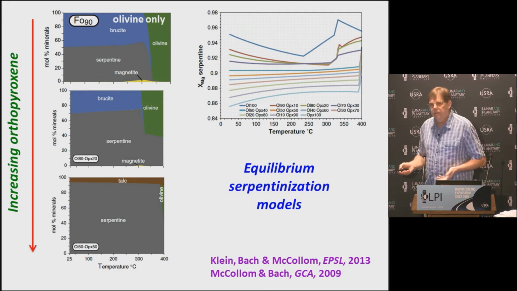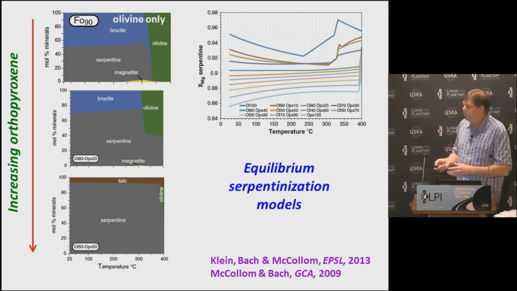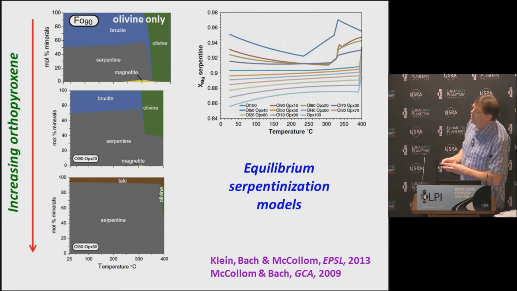Now, to some extent, this really matches what you predict from equilibrium, and thermodynamic equilibrium plays a significant role in that. I've shown on the left here some equilibrium calculations as a function of temperature, of what minerals you expect to get from serpentinization, going from an olivine-only situation to ones that have higher amounts of orthopyroxene.